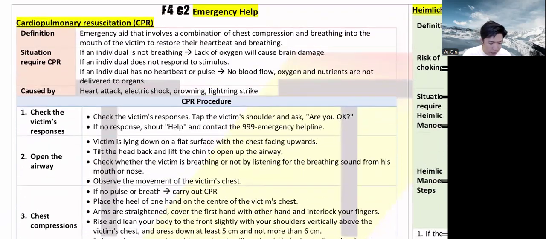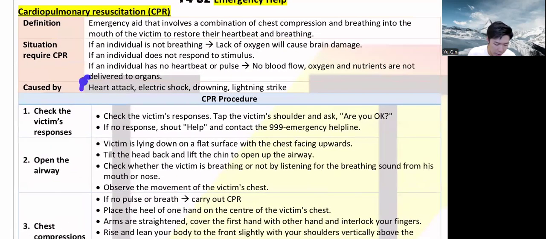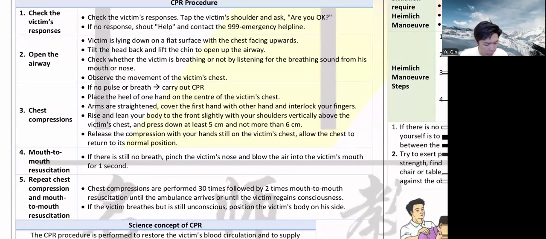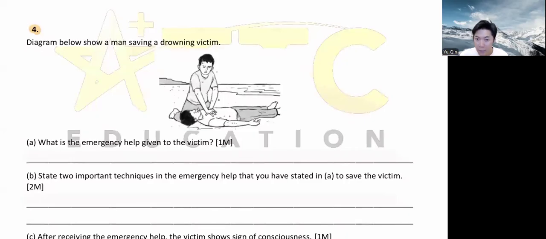And why someone would need CPR, the textbook gives you heart attack, electric shock, drowning, lightning. These are the examples. Okay, let's see what we need, then we'll come back. I don't want to go step by step. I want to read through all the steps with you. So let's try out the work.